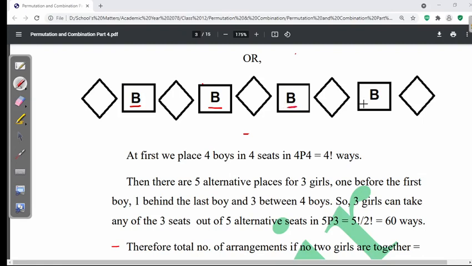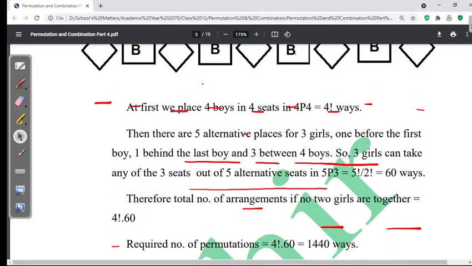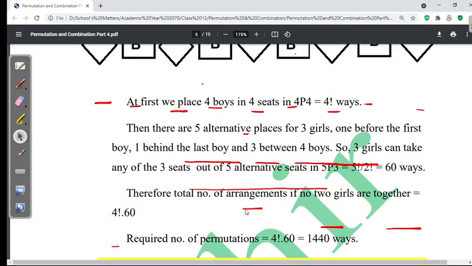Four boys are placed in this way. First we place 4 boys in 4 seats in 4 factorial ways, and there are 5 alternative places for 3 girls, either here, here, here, here and here. The girls can be placed in 5 different places, but there are only 3 girls, so that can be arranged into 5P3 ways, that is 60 ways, and the total number of arrangements is 4 factorial times 60, which is 1440. 1440 is the required number.